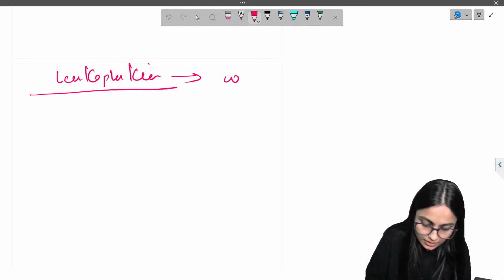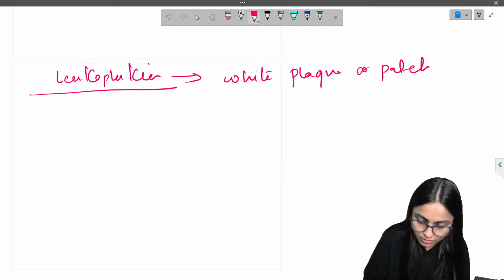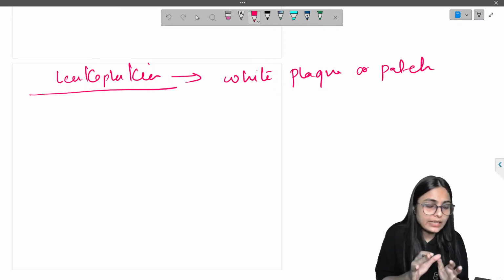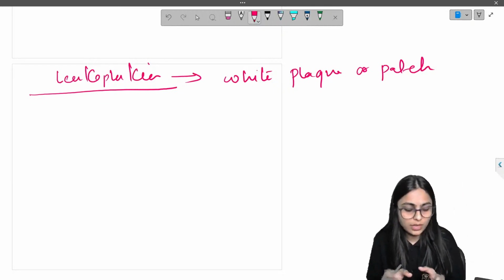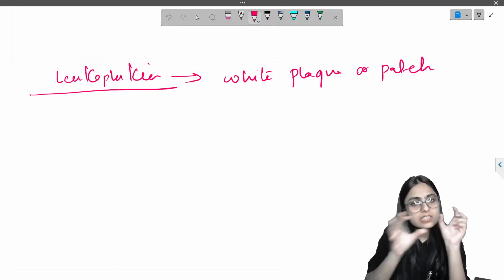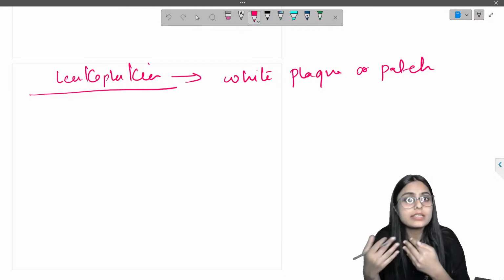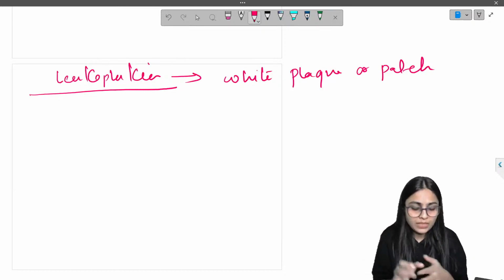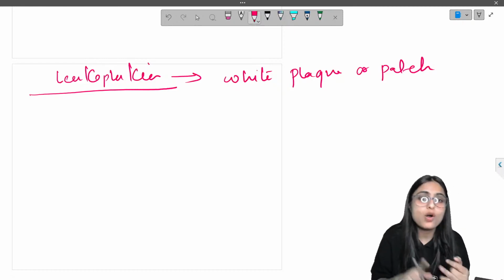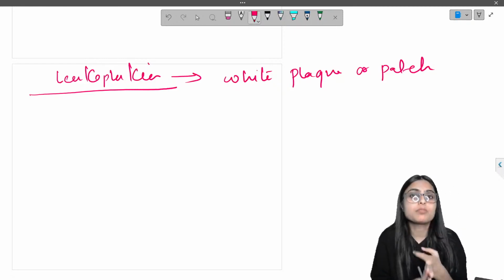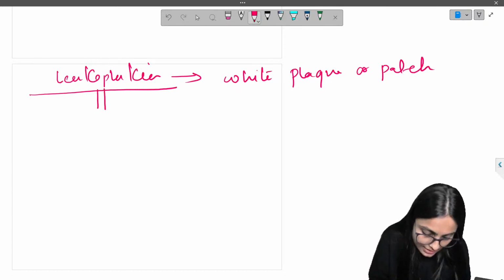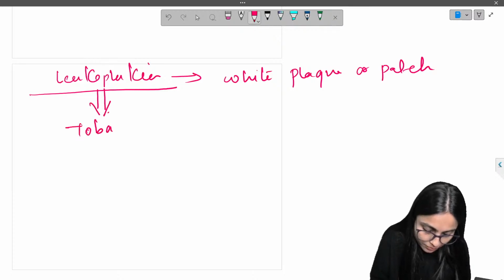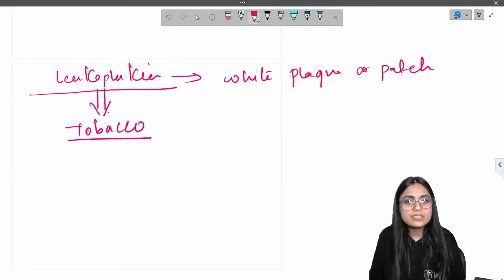It is nothing but a white plaque or patch that cannot be characterized clinically or pathologically as any other disease or condition. And is not associated with any physical or chemical agent except the use of tobacco. What this definition tells you is that leukoplakia equals tobacco. The cause of leukoplakia is tobacco.